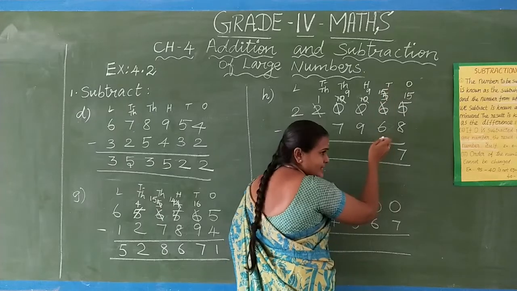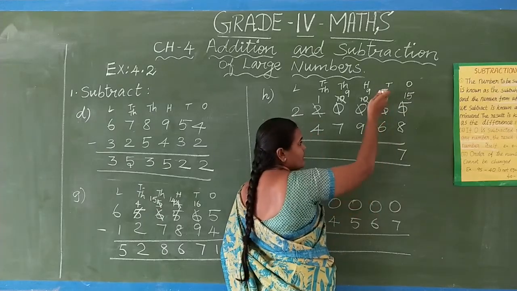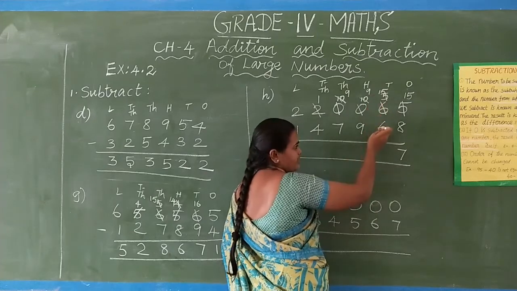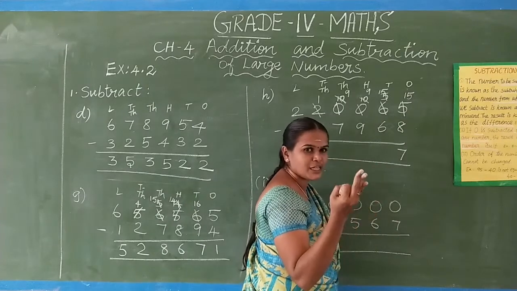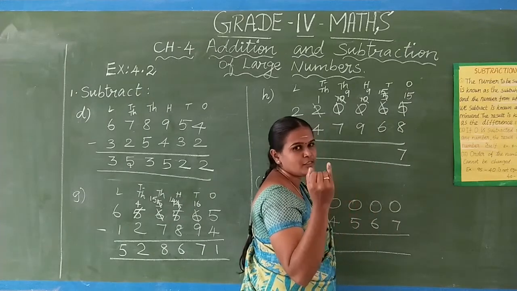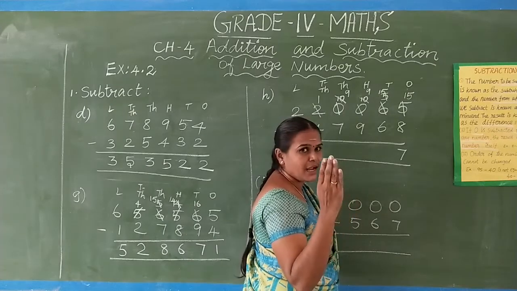Now 15 minus 6. So 15 is the big number, 6 is the small number. So big number minus small number, 15 minus 6. So you count 6 after 7, 8, 9, 10, 11, 12, 13, 14, 15. So what is your answer? 9.